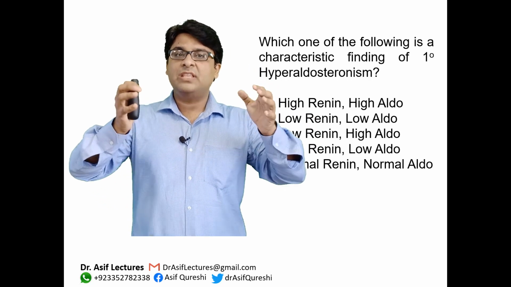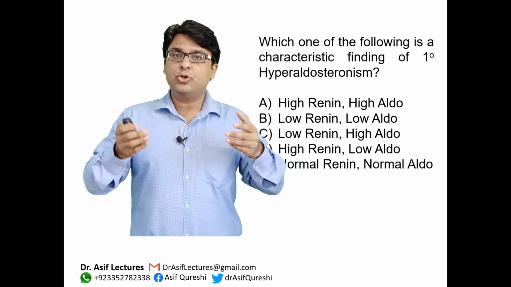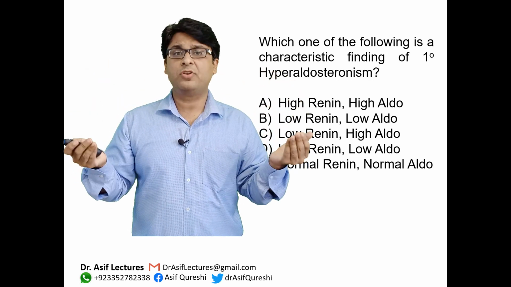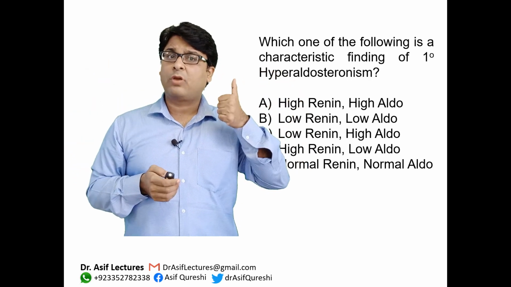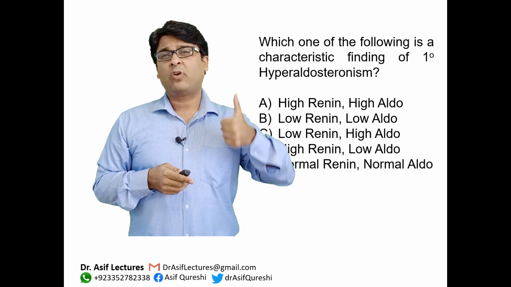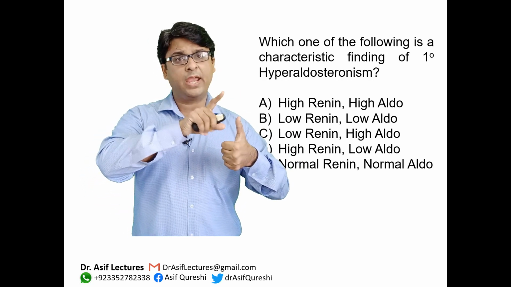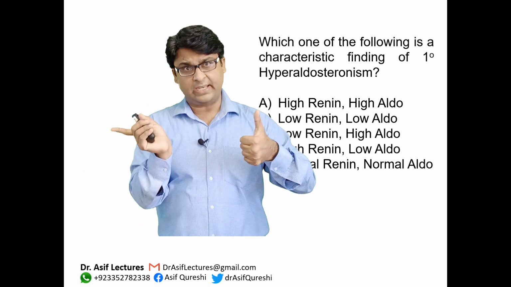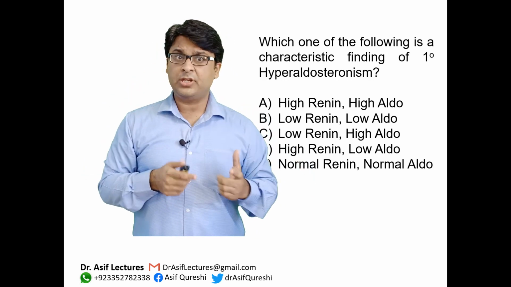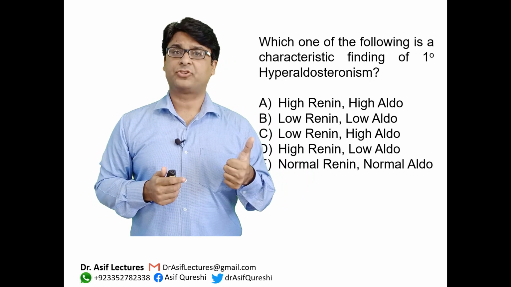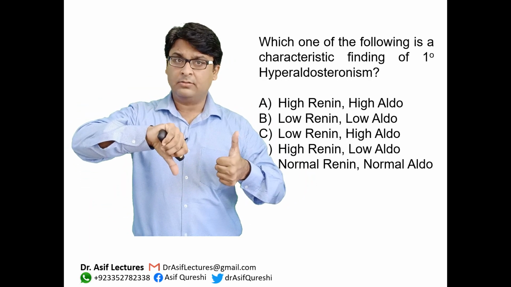And if there is something wrong within the adrenal gland, and due to this, more and more aldosterone is produced, so levels of aldosterone will be very high. And what will be the levels of renin? Because the level of aldosterone is very high, it will suppress the level of renin. So in this condition, you will typically see high aldosterone and low renin.